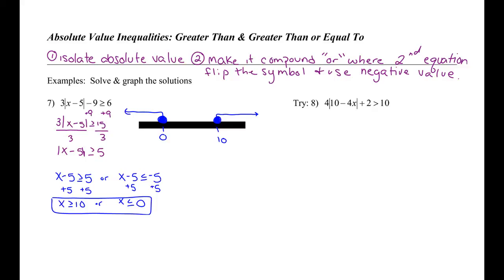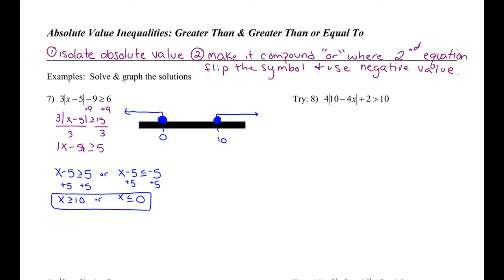Next, let's scroll down and, pause the video, try example 8 on your own, and then scroll down to look at example 9. Example 9, I'm going to start by adding 1 to both sides to get the absolute value by itself. We'll have the absolute value of 3x minus 2 is greater than or equal to 8.